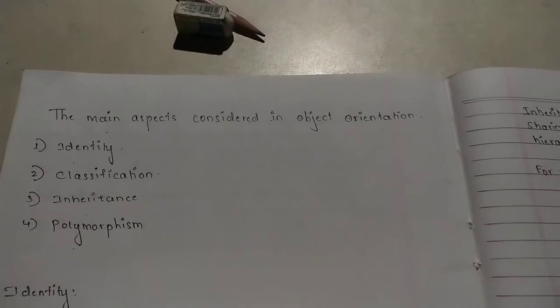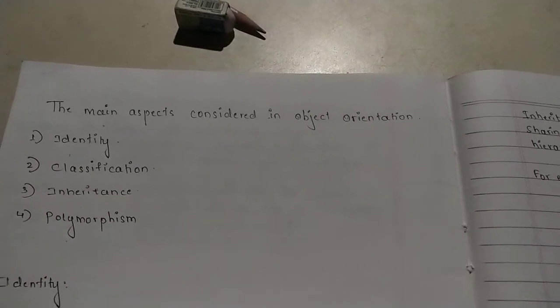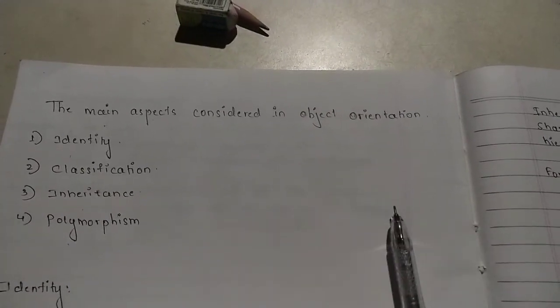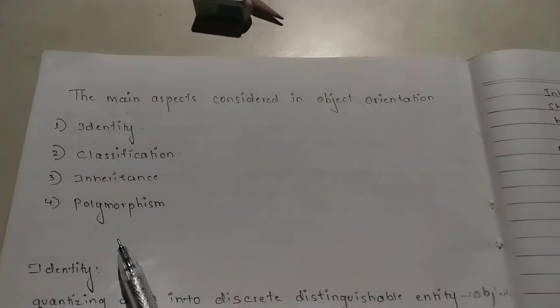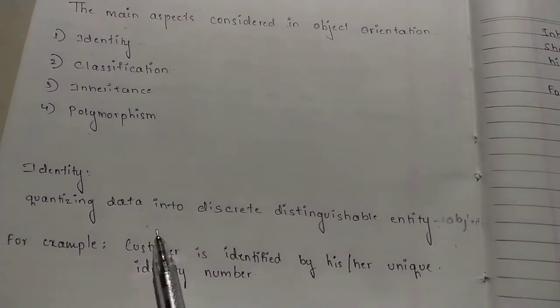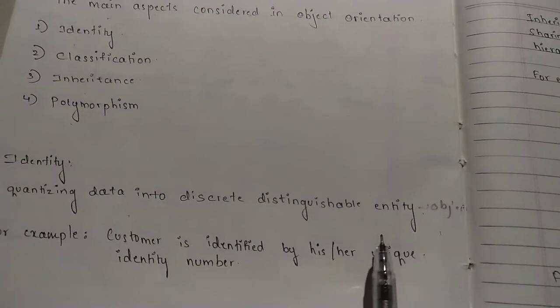Today I am going to tell you about the main aspects considered in object orientation. There are mainly four main aspects: identity, classification, inheritance and polymorphism. Firstly, identity. Identity means quantizing the data into discrete distinguishable entities called objects.